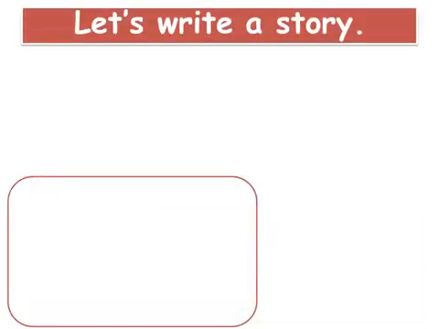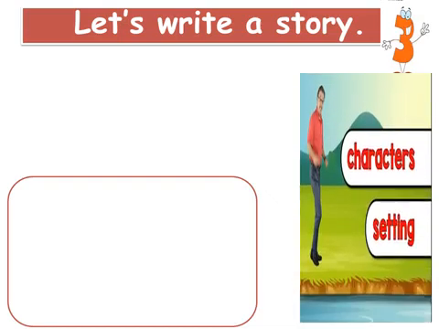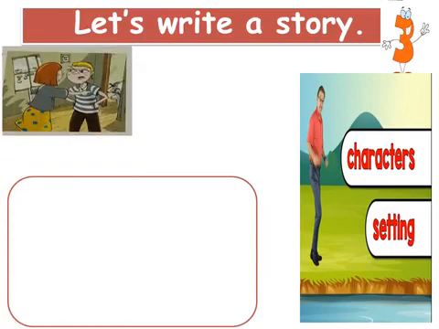We are still writing a story, and now we are in step number 3. What was step number 3? I forgot. Can anyone help me, please? Very good. To write about the characters and the setting, right? And what was step number 1? The title. Very good. Step number 2, the beginning. Very good. Step number 3, characters and setting.